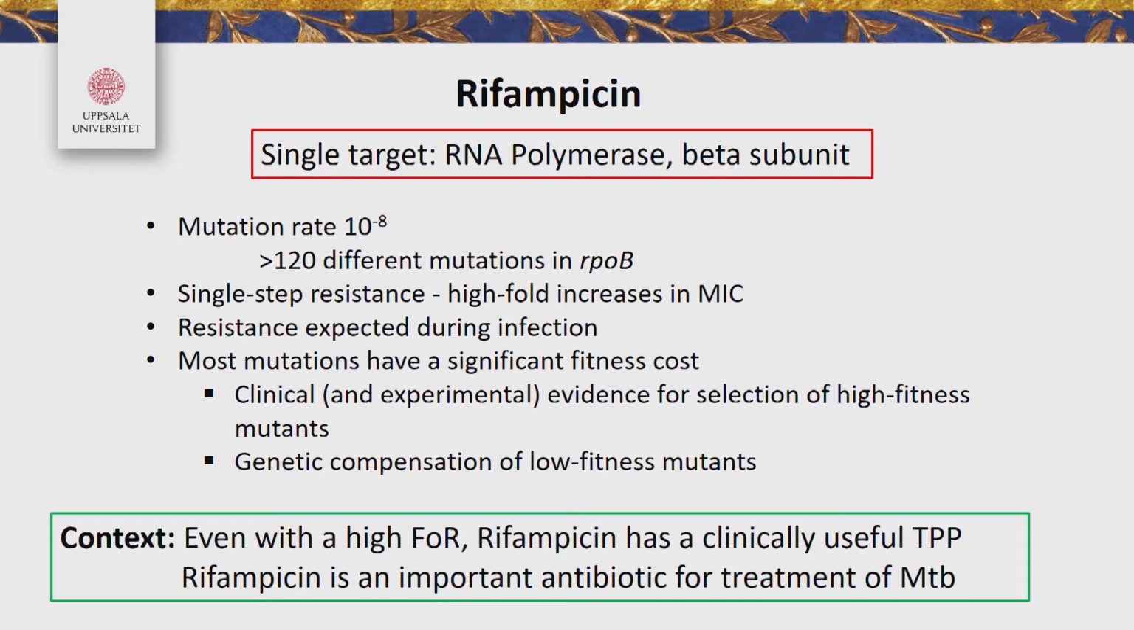And so the context for this is even with a high frequency of resistance, even with high fitness, even with high resistance, rifampicin has a clinically useful TPP, which is it's one of the most important drugs for treating tuberculosis. So this is only to say that the context of the drug you're using and where you're planning to use it in terms of TPP is really important.